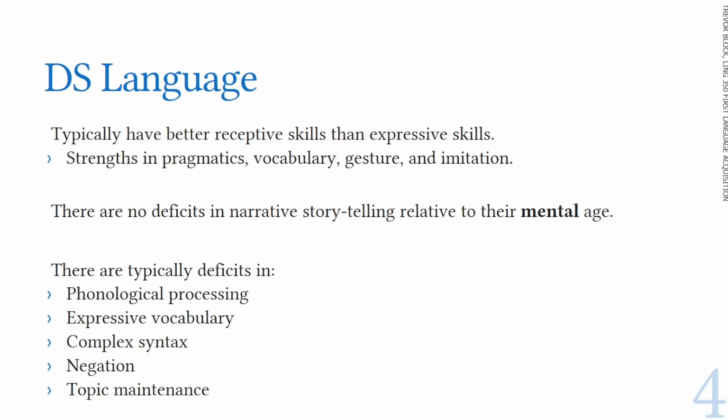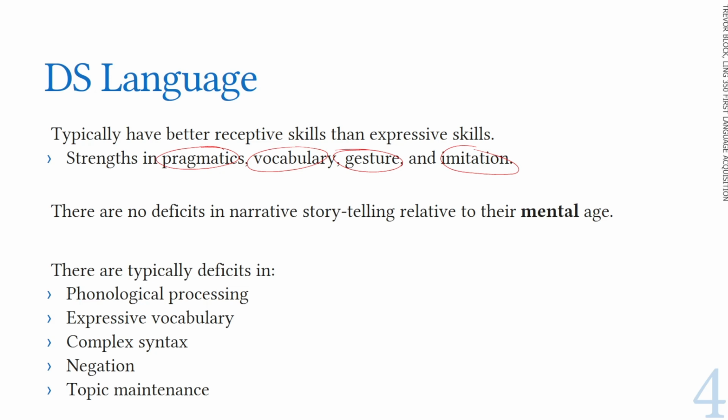So in terms of their language, their receptive skills are much better than their expressive skills. So they have good understanding of conversation. They know words. They understand gesture, and they can do imitation. Again, people are people. A lot of the comprehension skills are very good. It's just sometimes the expressive skills and the motor skills tend to lag behind.